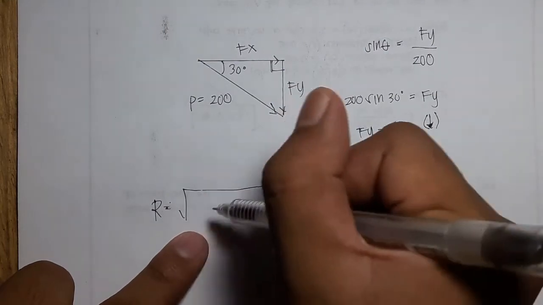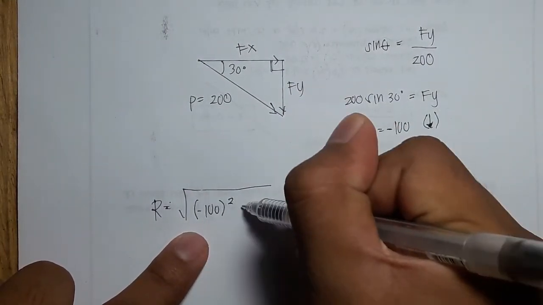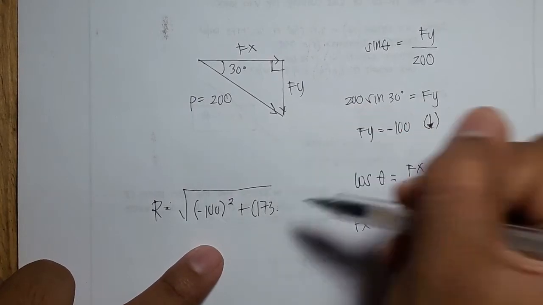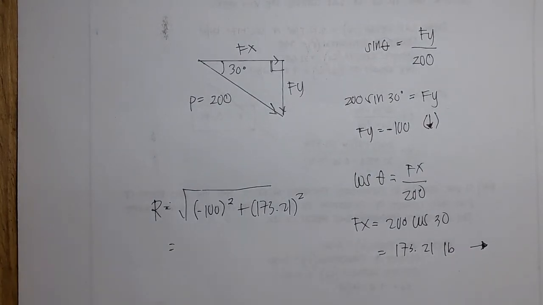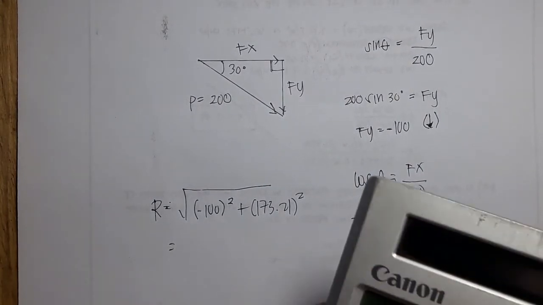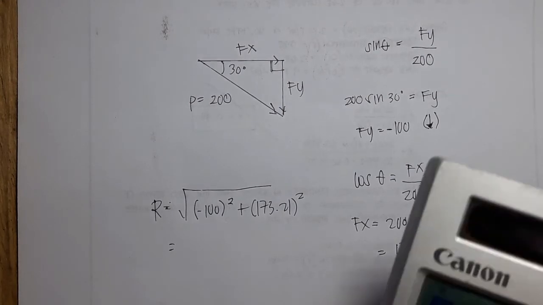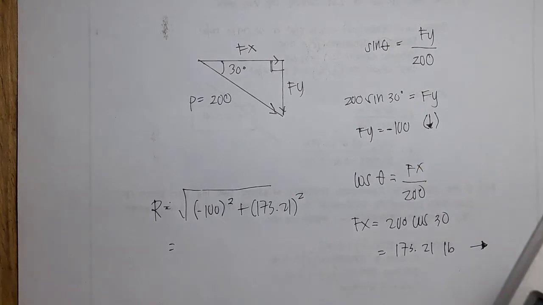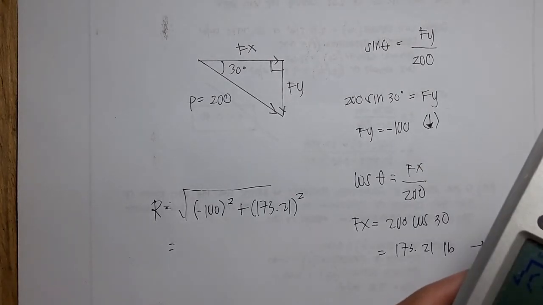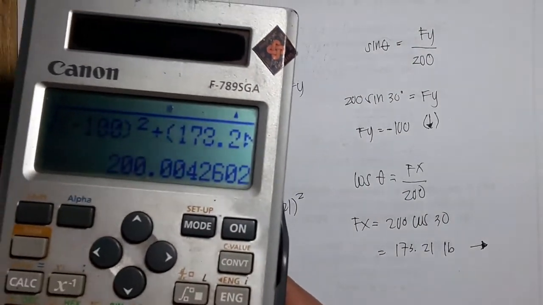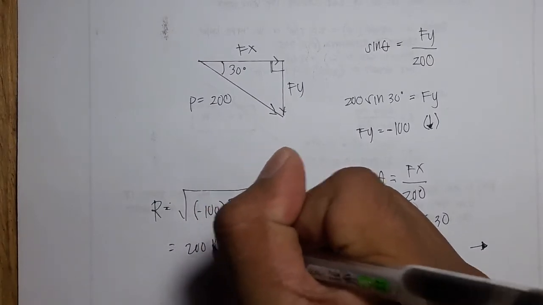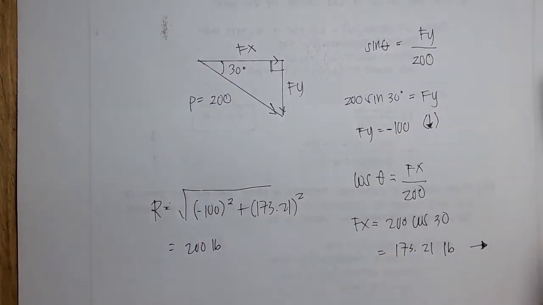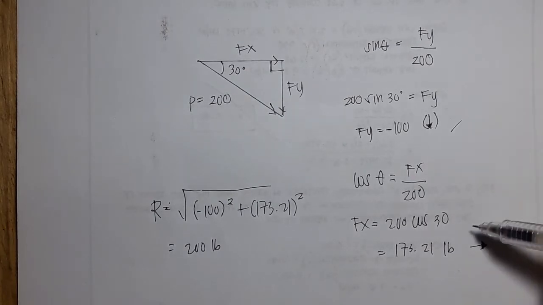So negative 100 squared plus 173.21 squared. It should be equal or not far from 200. So as you can see, it is 200 pounds. So the values of our y and x are correct.